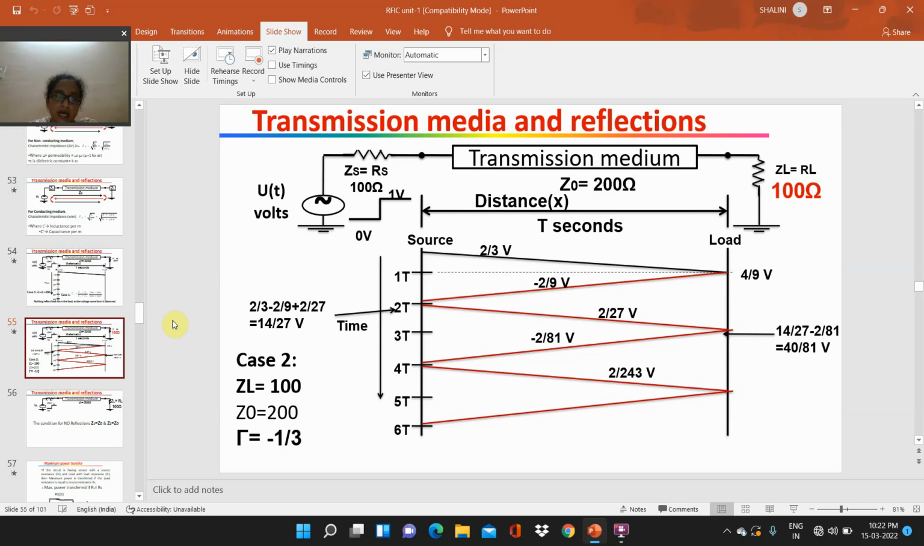So here the reflection coefficient, simply by calculation, is minus 1 by 3. All the transmitted parts are added at one side and all the reflected parts are added at the other side. So how much part is reflected simply by hitting the load is minus 1 by 3. The reflection coefficient here is minus 1 by 3.